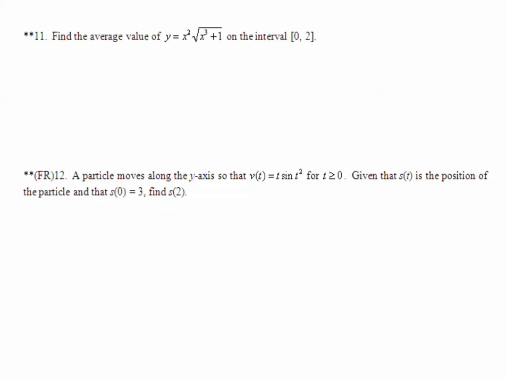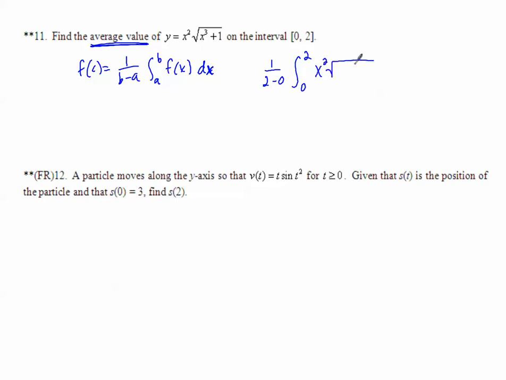Average value, give it a shot. Remember the formula for average value of the function: 1 over b minus a times the integral from a to b of f of x dx. The reason I stuck this in here is just to give you some practice with average value and u substitution rule. So we're setting up 1 over 2 minus 0, integral from 0 to 2 of x squared times square root of x cubed plus 1 with respect to x. What's our inside function? Do the derivative.